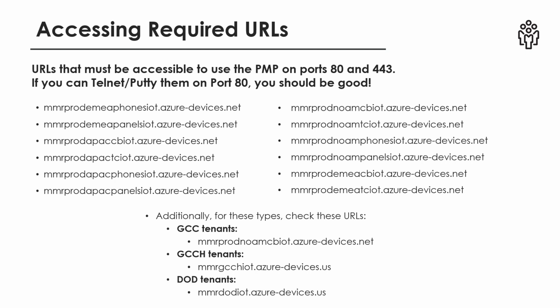To use the PMP, you must be able to access these URLs on ports 80 and 443 from your devices. Don't worry about taking a screenshot or memorizing these, they are in the blog article. Most organizations will already be able to reach these URLs. Firewalls are typically configured to allow access to URLs from organizational devices. If you know that your firewall does restrict access to URLs, you will need to adjust them to permit access for these. GCC, GCC-H, and DoD-10s should note the additional requirements.